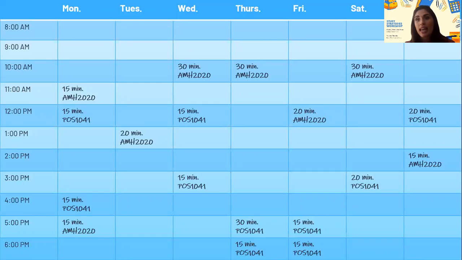So what I have here is a mock study schedule. As you can see, I have Monday through Sunday on here, and it's an hourly schedule with 15 to 20 to 30 minute little study sessions. This is actually a really great study schedule here. You saw on our first example where I was studying for POS 1041 and AMH 2020, I was keeping that all on Sunday. And I was studying for 6 hours starting at 1 p.m.